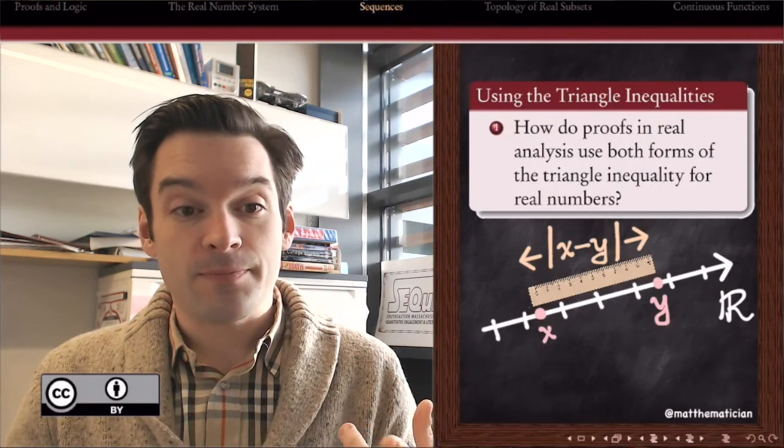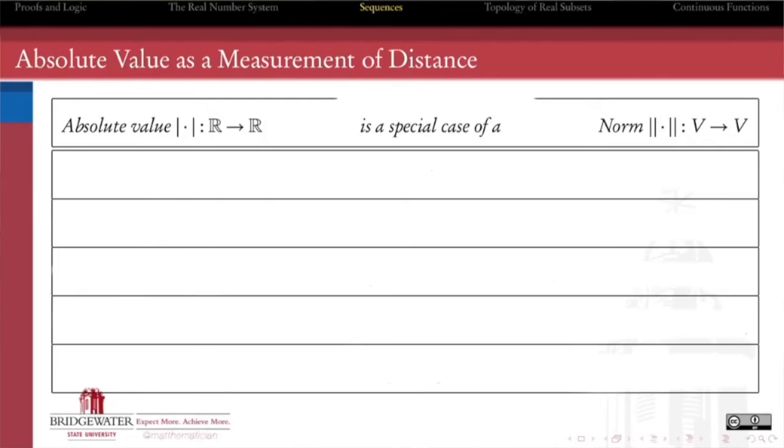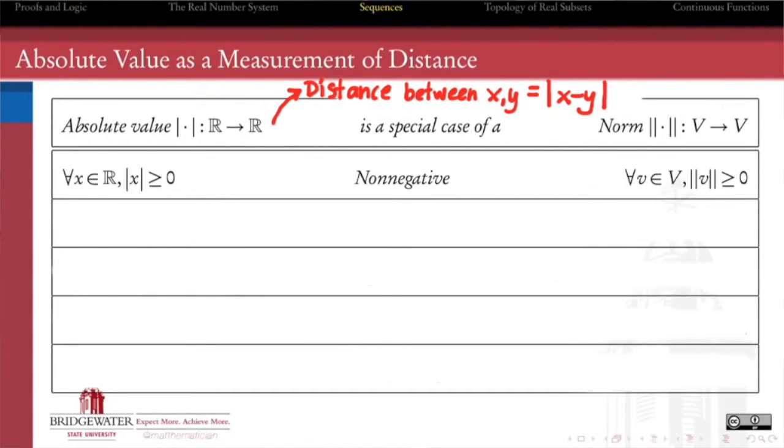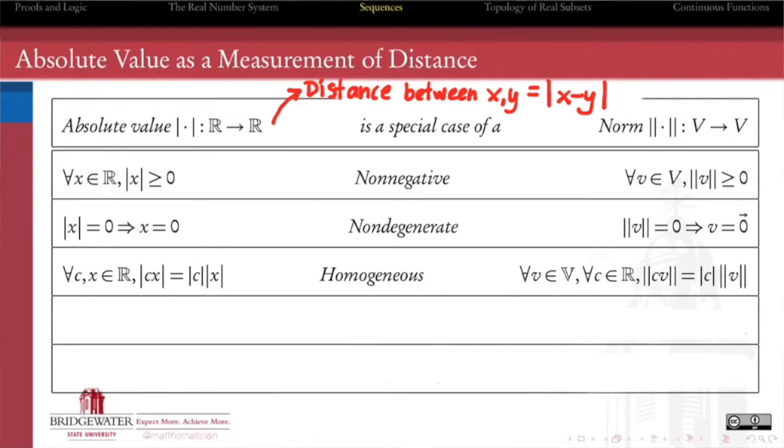The absolute value measures the distance between two real numbers x and y as the absolute value of the difference x minus y. This gives a sensible notion of distance, because the absolute value satisfies the properties of a norm on a vector space. It's always non-negative. It's zero only when its argument is zero. Scalar multiplication can be pulled out. Notice it gets pulled out with an absolute value. But best of all, it satisfies the triangle inequalities.